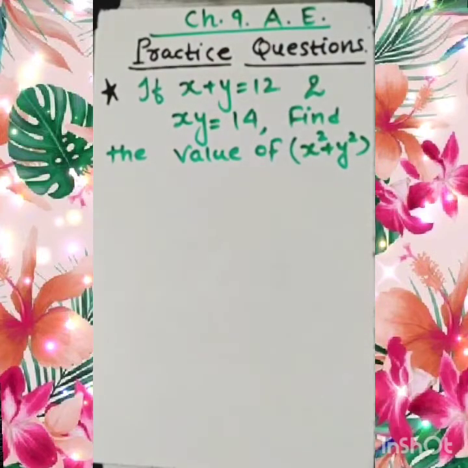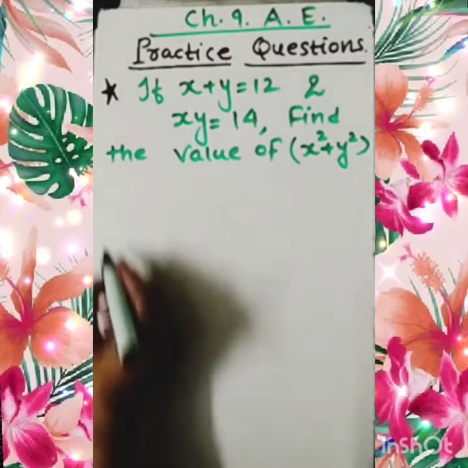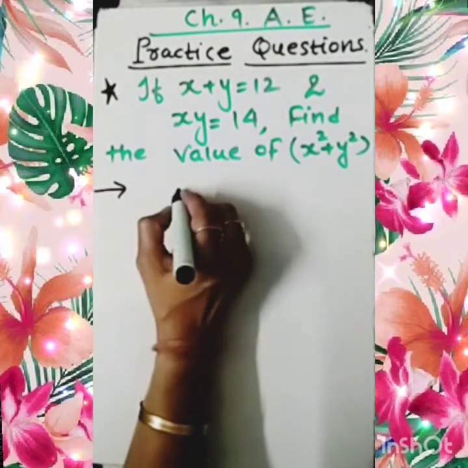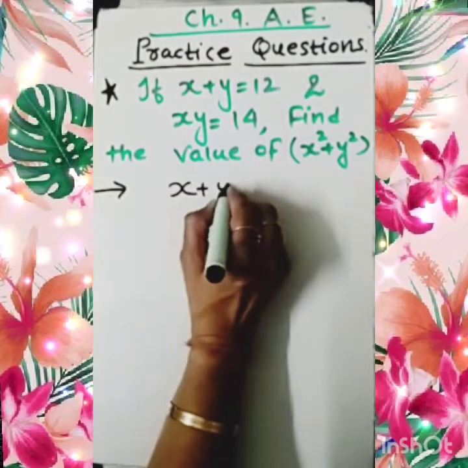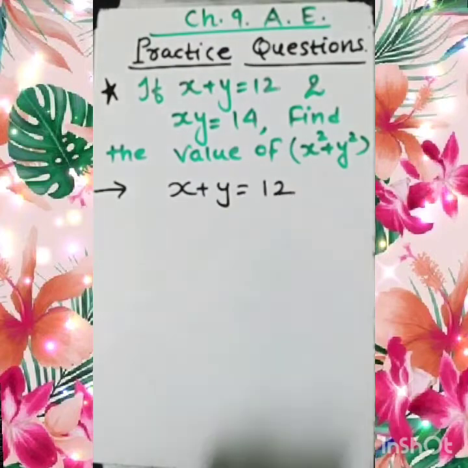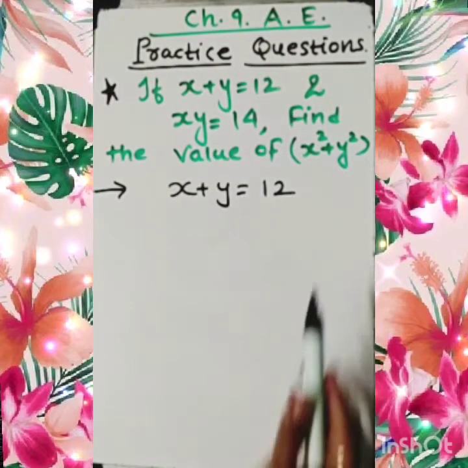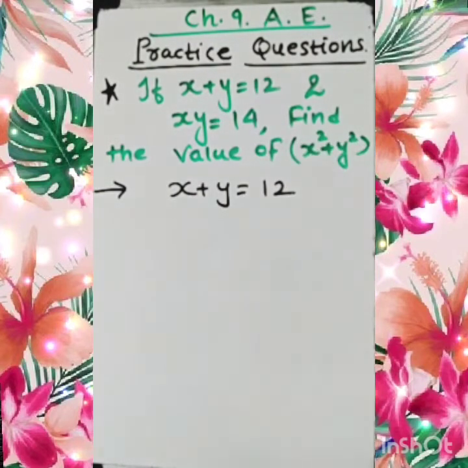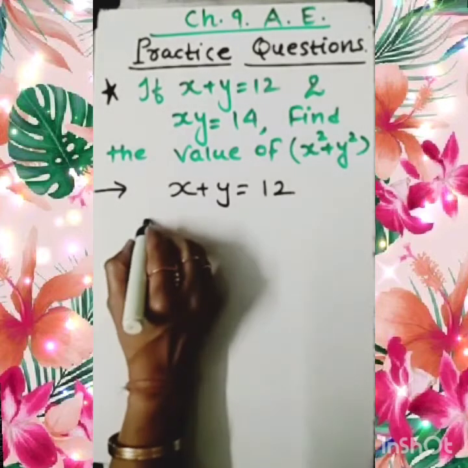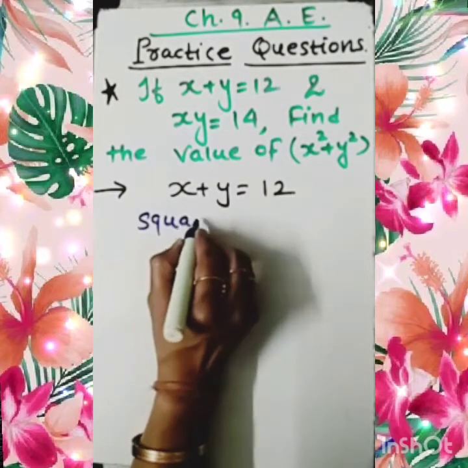So how to apply our knowledge for solving this? Same procedure as we did in the previous one. I have explained what we are given. First, let's note down x plus y equal to 12. As you see, we are asked to find the value of x square plus y square, which means we want to have the square. So the next step we need to write is squaring both the sides.